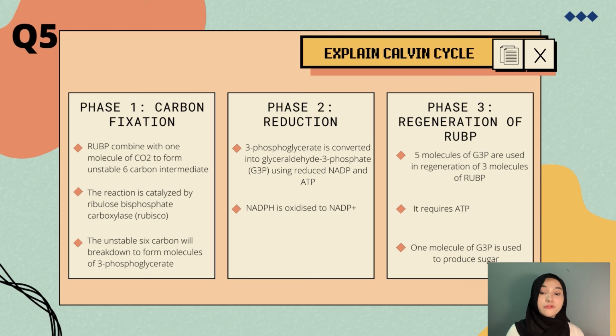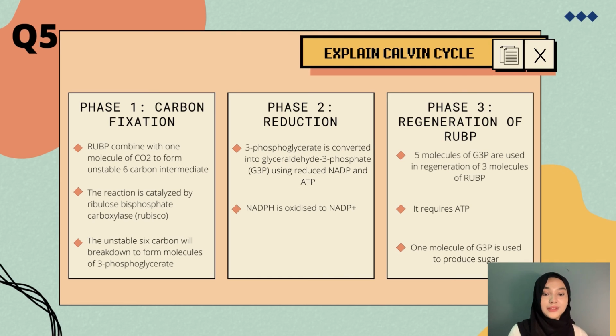RuBP combines with 1 molecule of CO2 to form an unstable 6-carbon intermediate. The reaction is catalyzed by ribulose bisphosphate carboxylase, rubisco, and the unstable 6-carbon compound will break down to form 2 molecules of 3-phosphoglycerate. Now let's move on to phase 2, which is reduction.